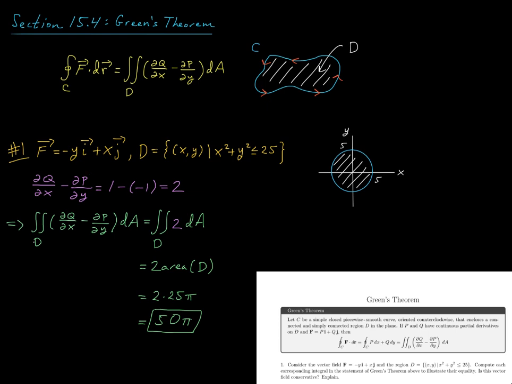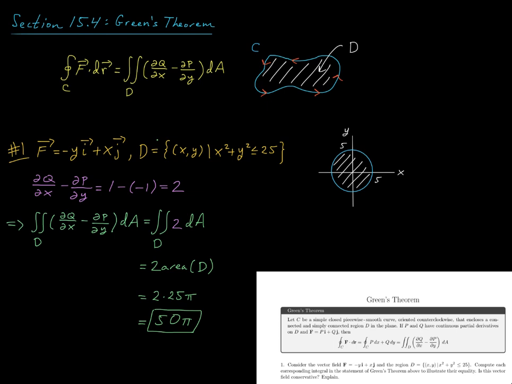So this double integral in Green's theorem is really the integral of the constant 2 over this disk of radius 5 centered at the origin. And that is equal to just twice the area of the disk. And the area is 25 pi, so this is equal to 50 pi again. So these two integrals are in fact the same.